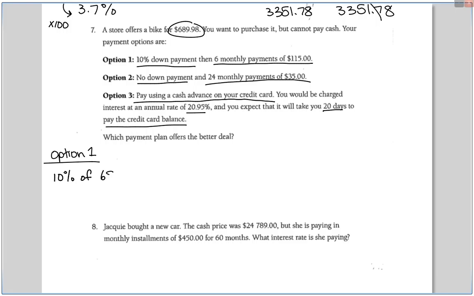10% of 689.98. 10% becomes a decimal, and then of means multiply. Percentages, I teach this every year to Dash 3 kids. For some reason, you guys seem to forget about it, so that's why I've got it up here. Percentage of, always make the decimal and then times.